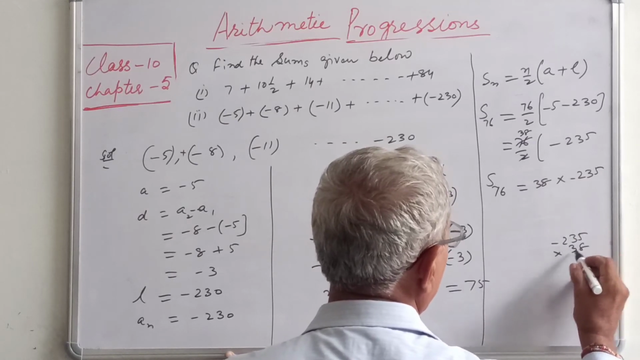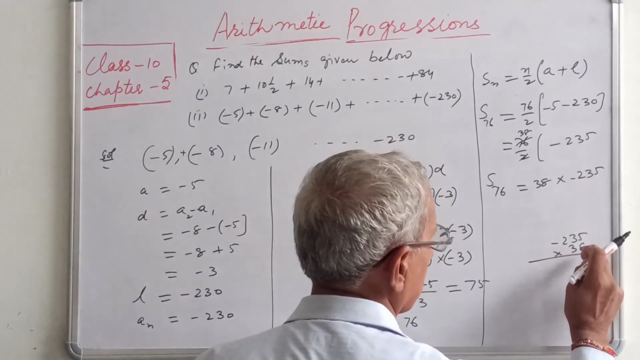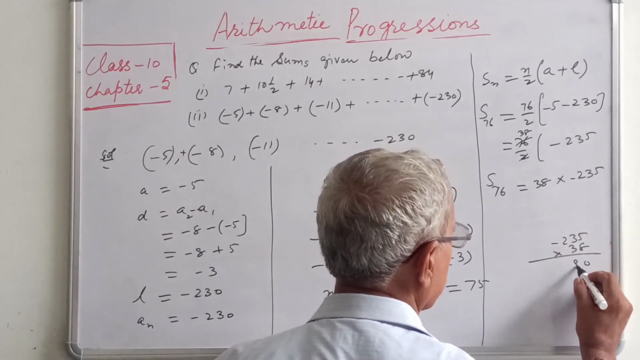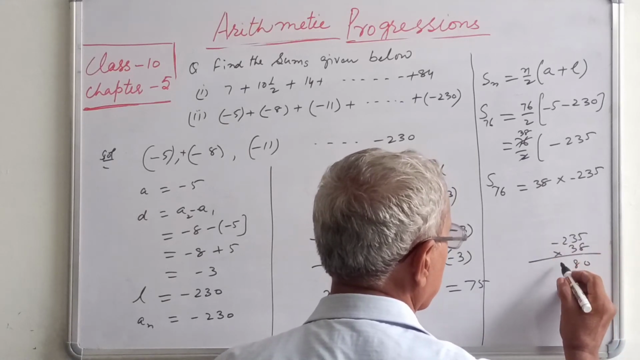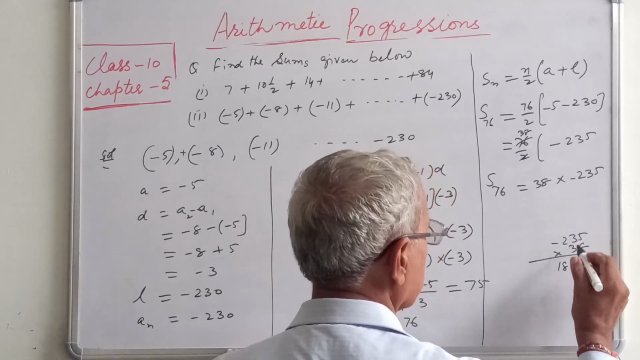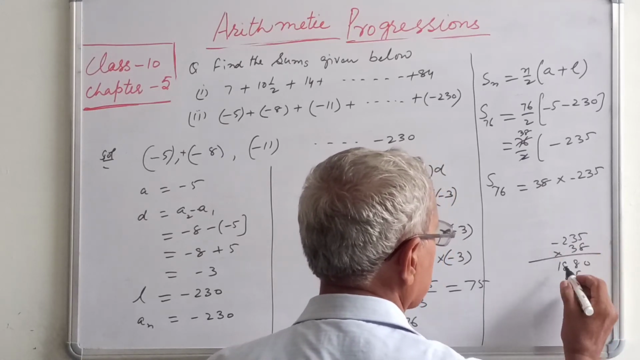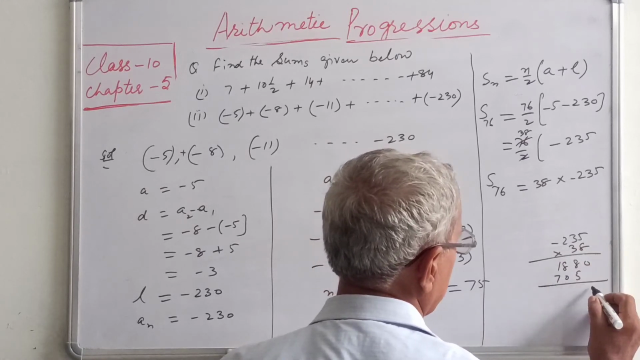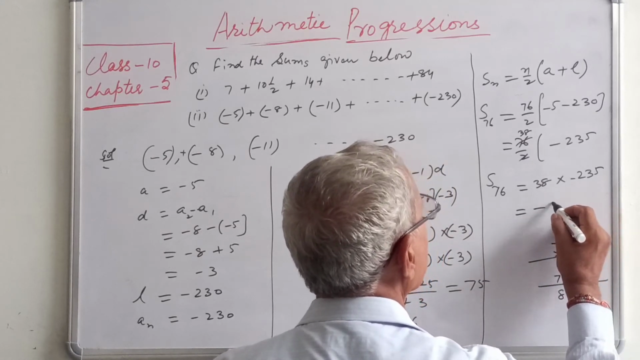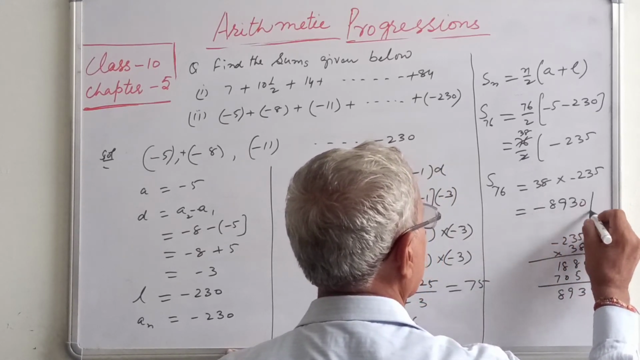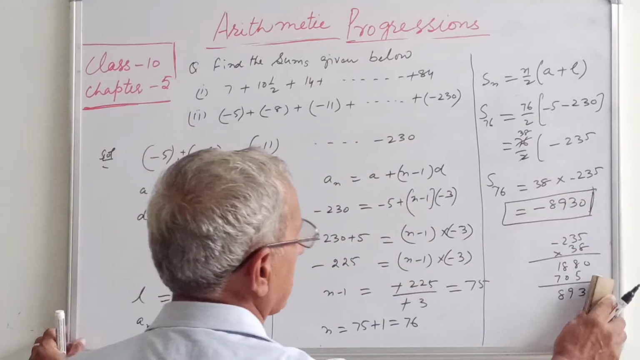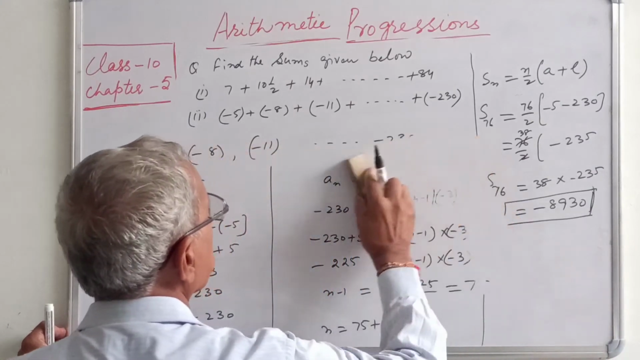Multiply 235 with 38. 8 5s are 40, 24 plus 4 is 28, 16 plus 2 is 18. 3 5s are 15, 3 3s are 9 plus 1 10, 3 2s are 6 plus 1 is 7, 0. 8930. So minus 8930. So that is the sum of the 76 terms for the given AP. Next question.